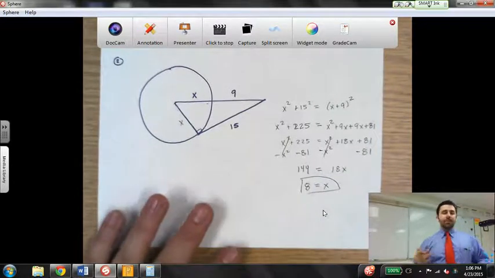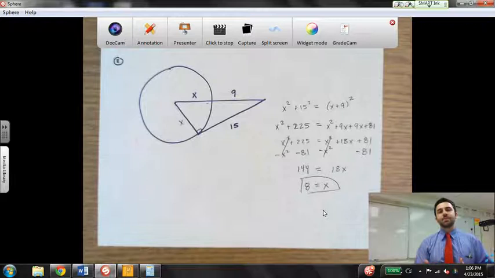So we're going to be able to use what we know about inscribed and circumscribed polygons to solve for expressions, as well as what we know about tangents to solve for different expressions.